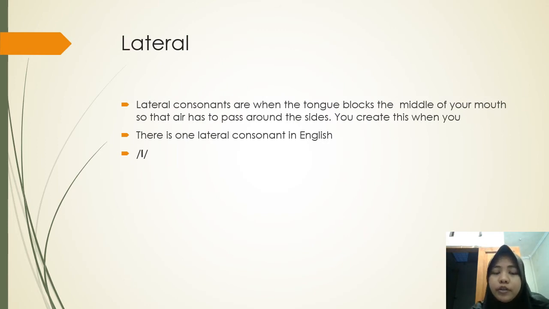Next, lateral. Laterals are when we raise our tongues, okay, and the tongue blocks the middle of our mouth, so that the air passes through the sides. Jadi kita mengangkat lidah ke langit-langit, and the air flows through the sides. The example is the sound l.